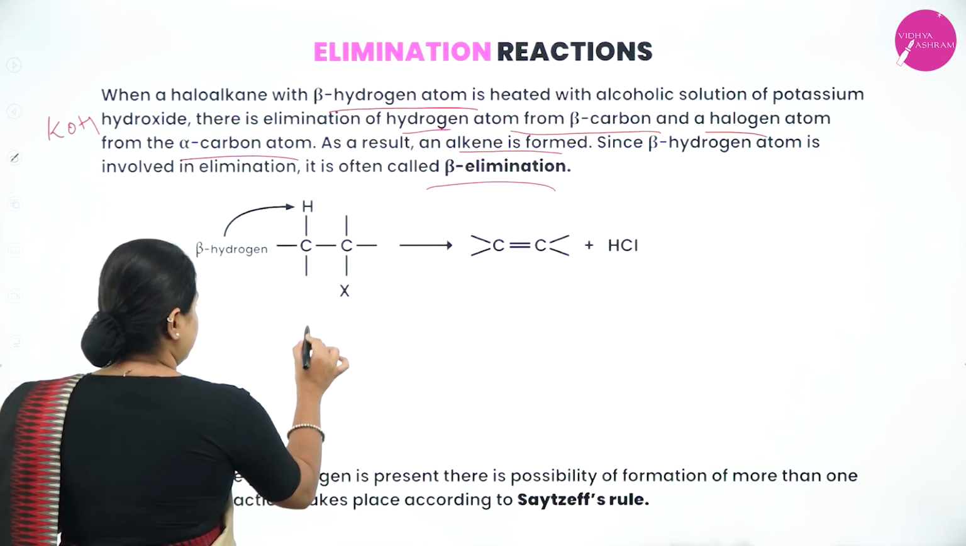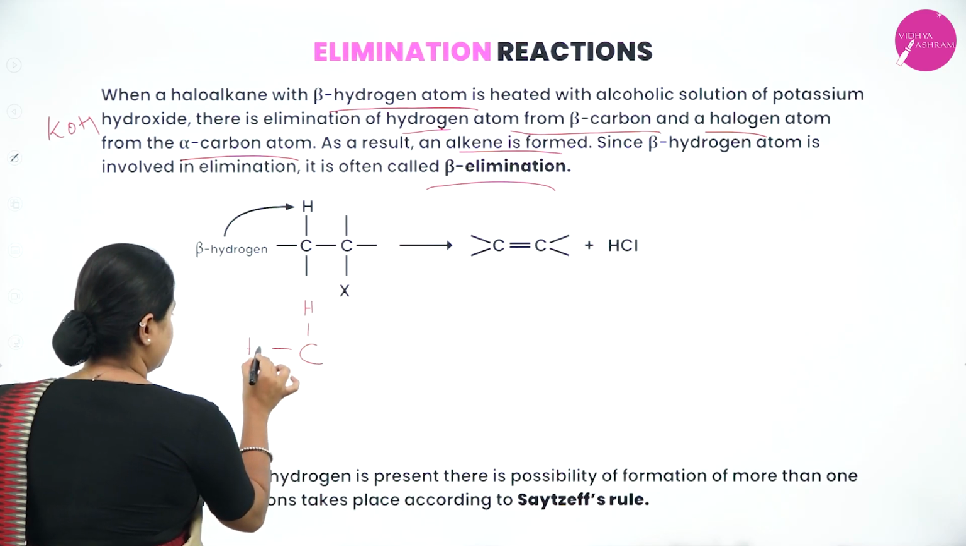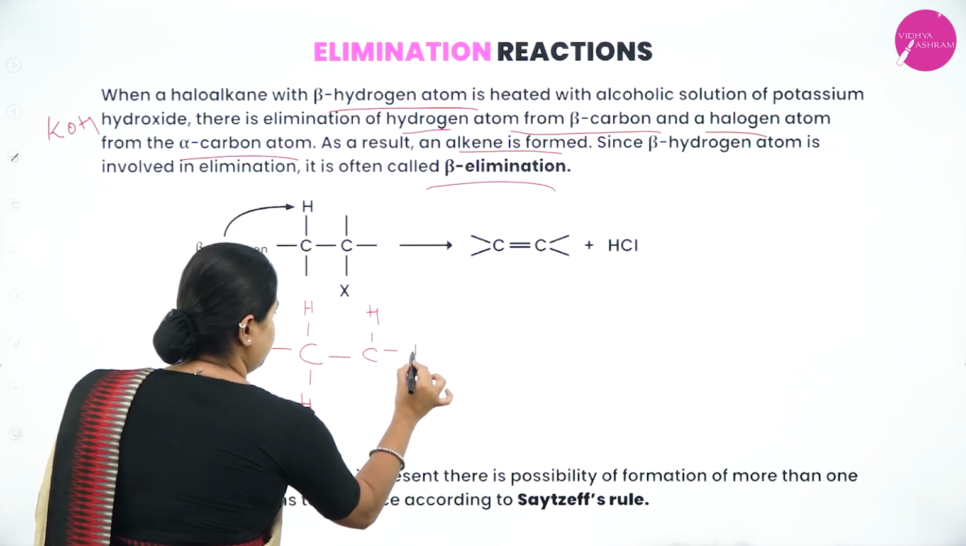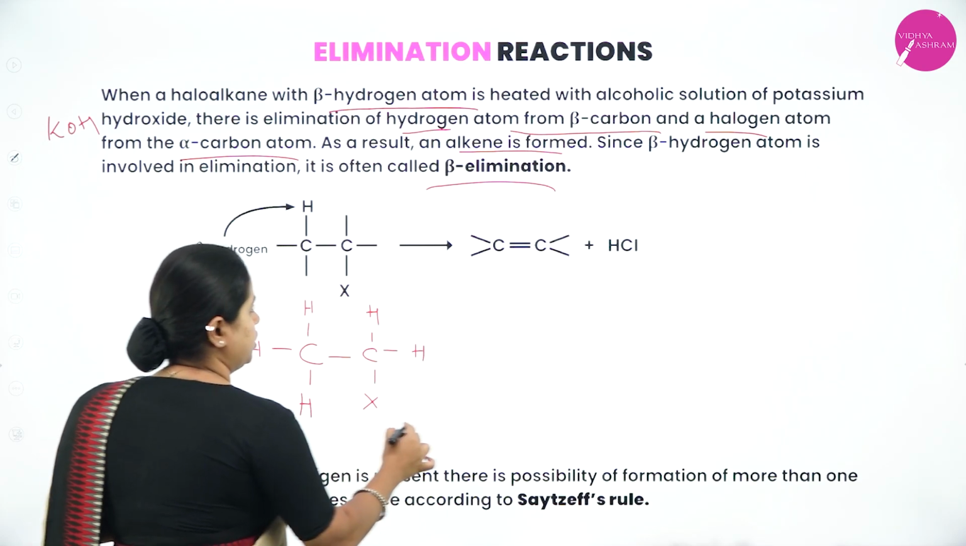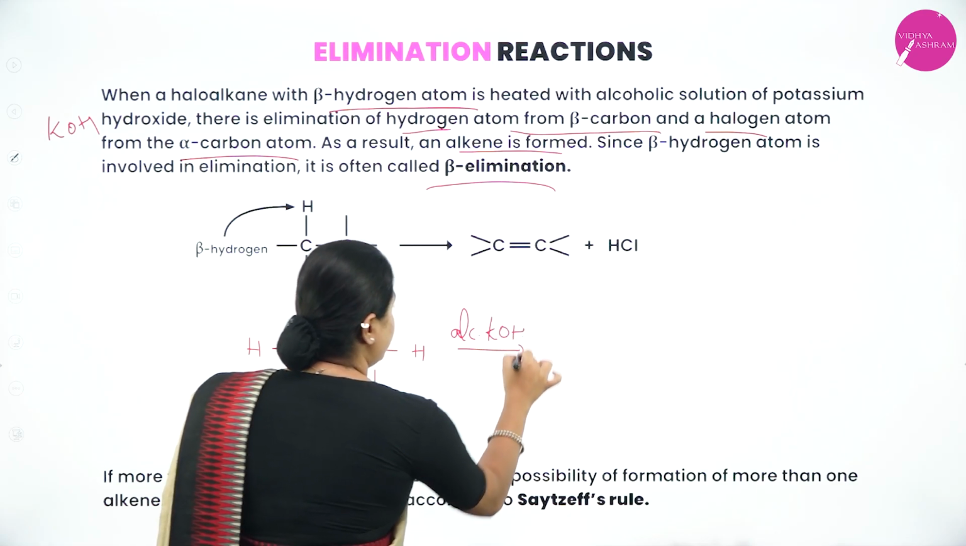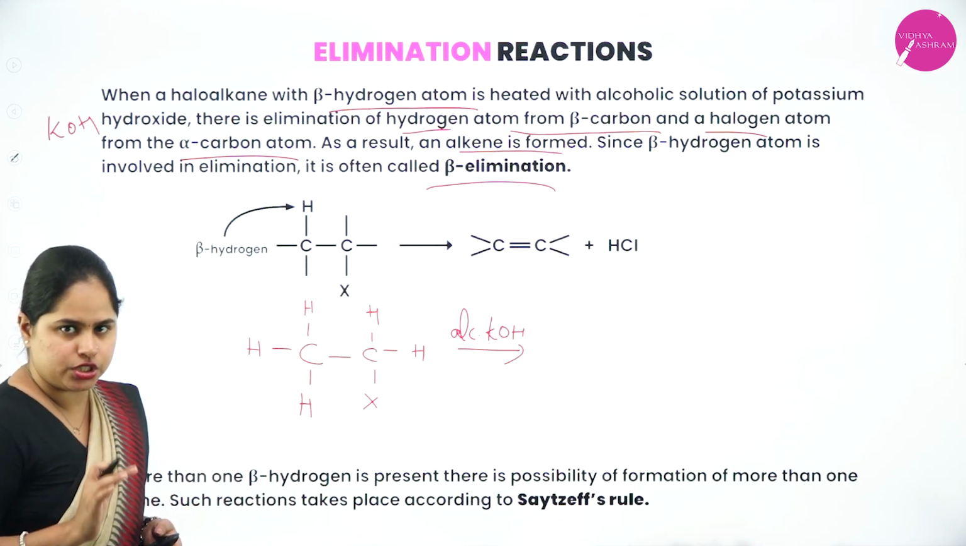So let's write CH3, CH2, and you have a halogen. So in presence of alcoholic KOH, what did we just say? Beta elimination will take place.